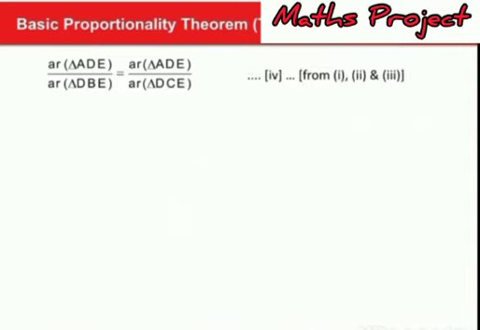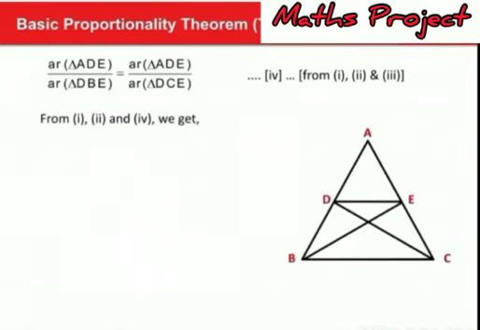Now, we have got from the first, second and third statements that the area of triangle ADE upon the area of triangle DBE is equal to the area of triangle ADE upon the area of triangle DCE. So from statements 1, 2 and 3 we have got that AD divided by DB is equal to AE upon EC. Hence proved.